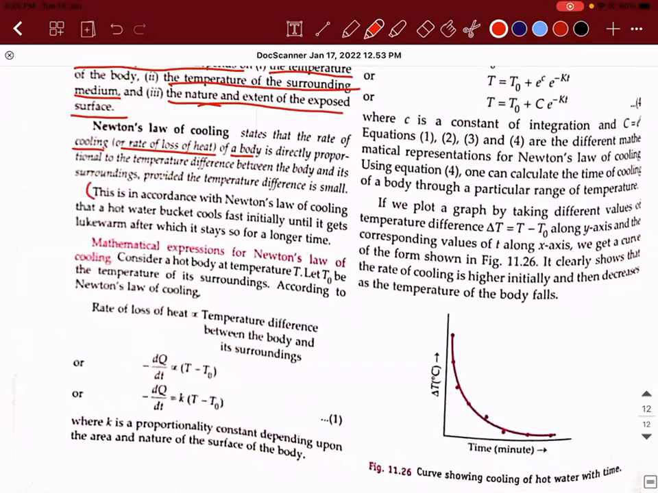So based on this, please write it. It is directly proportional to the temperature difference between the object and its surroundings, provided the temperature difference is small.